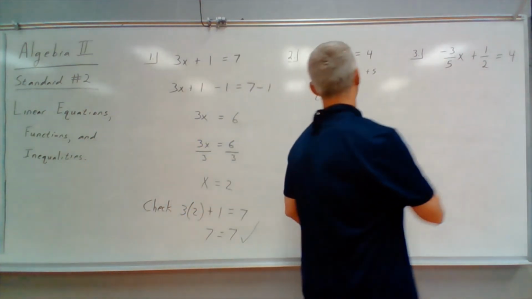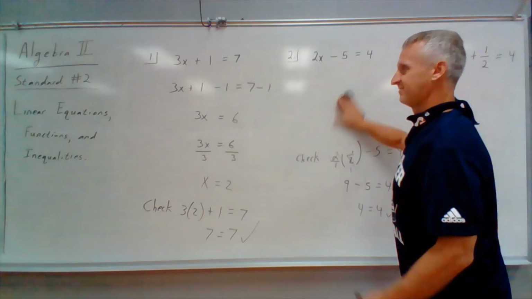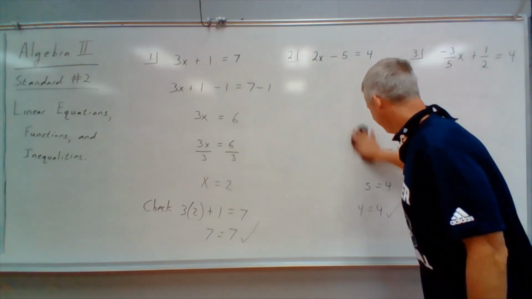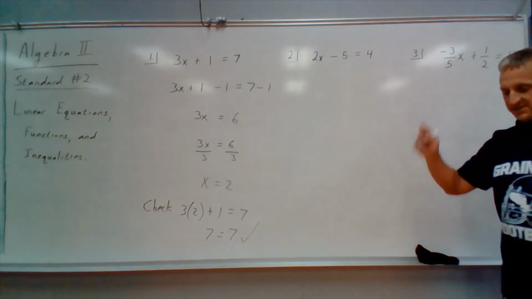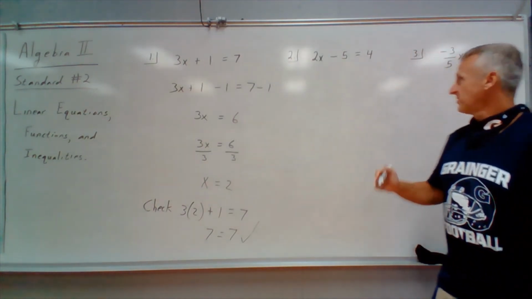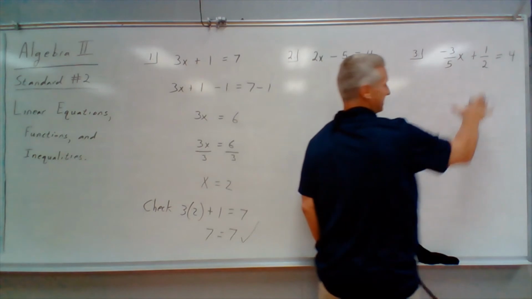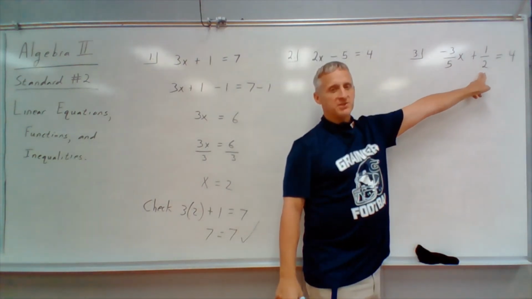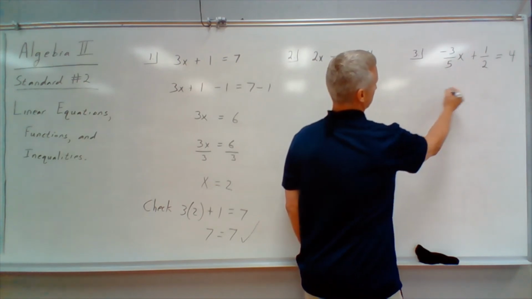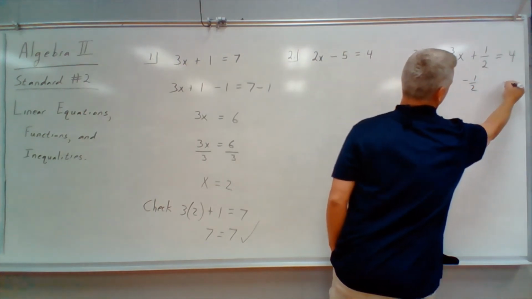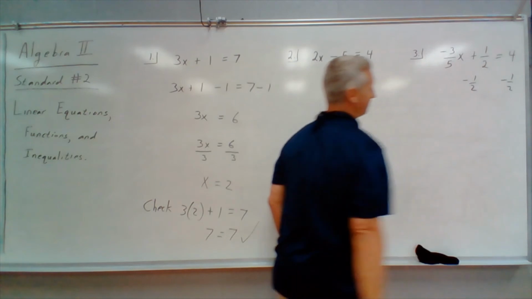Okay, let's try this last one. Okay, this has fractions in it. Don't be scared by fractions. We'll do the exact same thing. So to get rid of the 1/2, I want to subtract 1/2 from both sides. So I'm going to subtract 1/2 on this side, subtract 1/2 on that side.